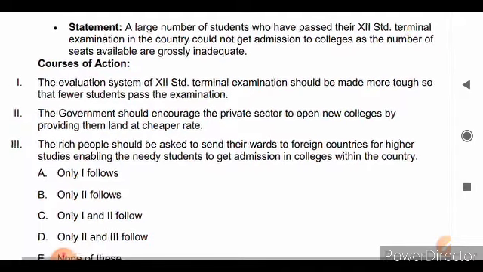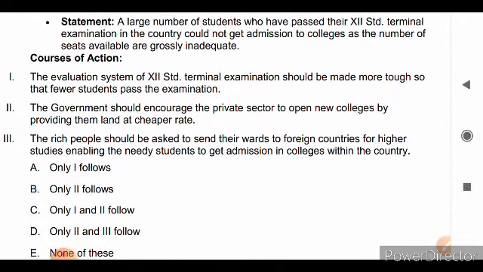Courses of action. Action 1: the evaluation system of the 12th standard terminal examination should be made more tough so that fewer students pass the examination. Action 2: the government should encourage the private sector to open new colleges by providing them land at cheaper rates. Action 3: the rich people should be asked to send their wards to foreign countries for higher studies, enabling the needy students to get admissions in colleges within the country.